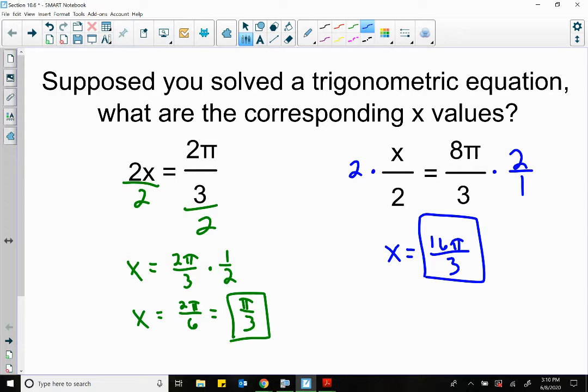So again, basically what these two problems are and what you're going to see in your assignment for this first problem, the hard part has already been done. They've solved. They've done the inverse trig. They've gotten your answer here. Now you just need to take it a step further. And notice you're either going to divide by 2 or you're going to multiply by 2. And that's it.